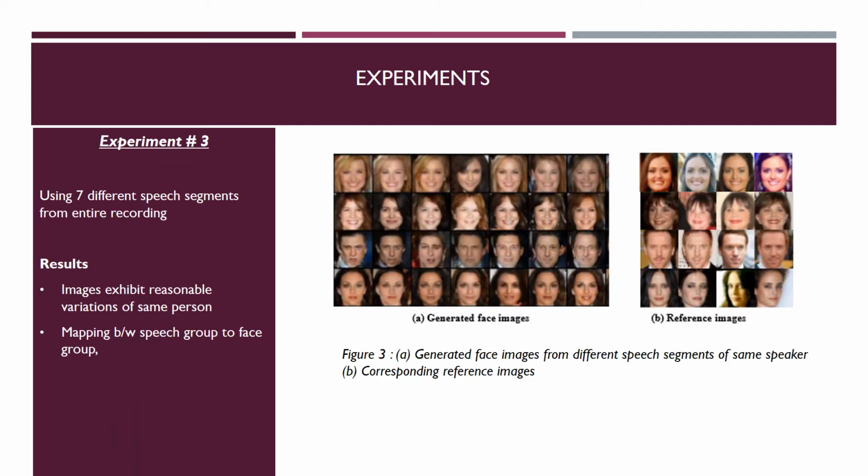Here, 7 different speech segments from an entire recording are used as input. Generated and reference images are shown in figure 3. Images in each row exhibit reasonable variations of the same person except the fourth image in the first row. This exception indicates that the model is able to build a mapping between speech group and face group, thus retaining the identity of the face across speech segments from the same speaker.